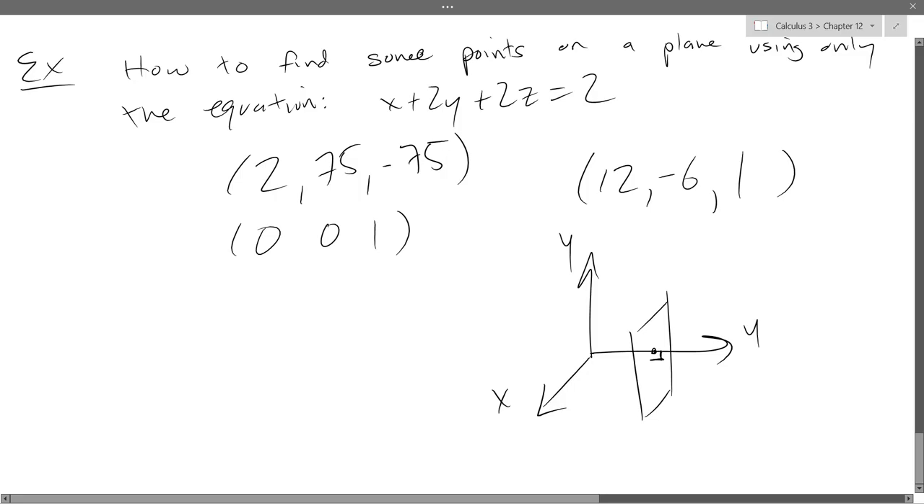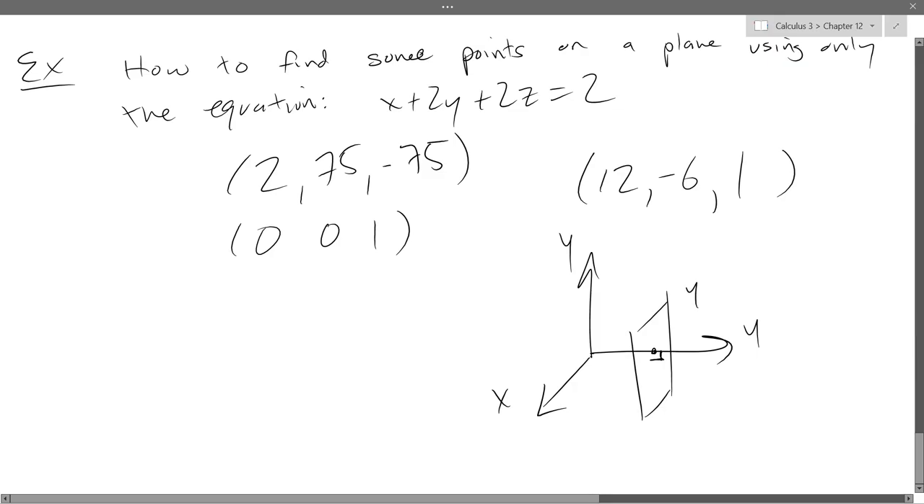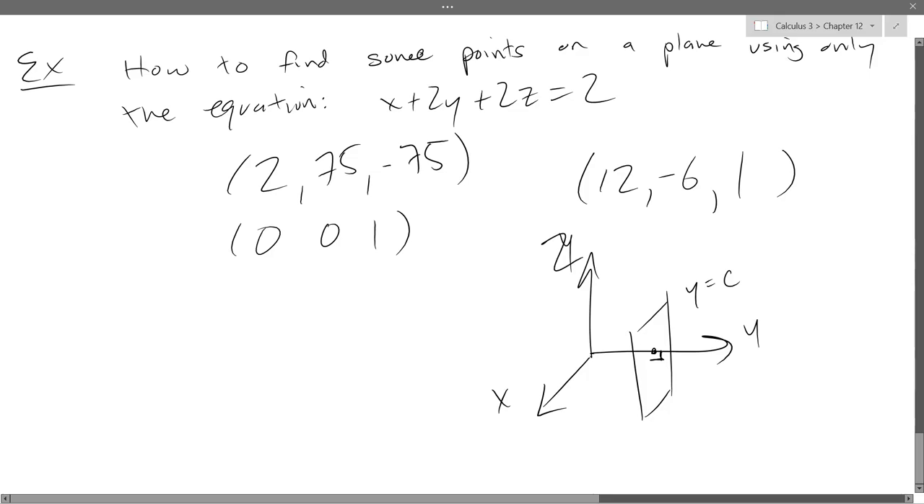All right. So whatever y-value this has, every point on this plane has the same y-value. In fact, I can write the equation. It'll be y equals whatever that number is. That's the equation for this plane. That may seem a little weird, but think about it. X and y, x and z could be anything. And then as long as y is that number c, you're on the plane.